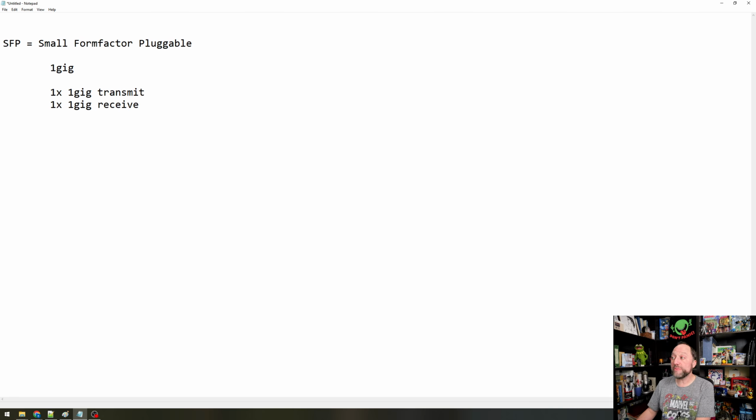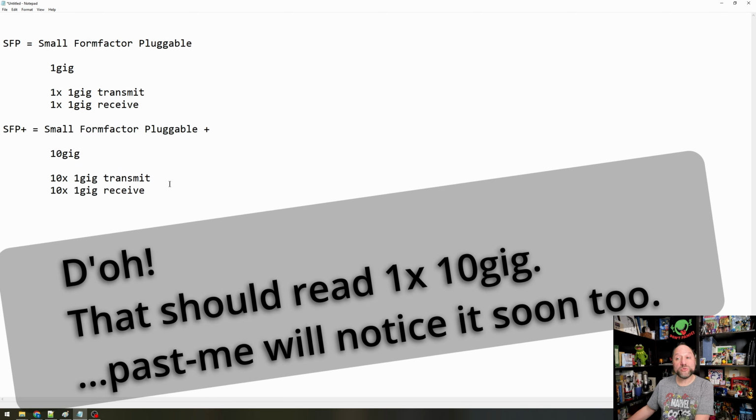The next one down would be SFP Plus, and that doesn't really stand for much else. It's Small Form Factor Pluggable Plus. But that plus is real valuable because this is where your 10 gig is. And just like before, that's 10 gig transmit, 10 gig receive. So these are those 10 gig transceivers.